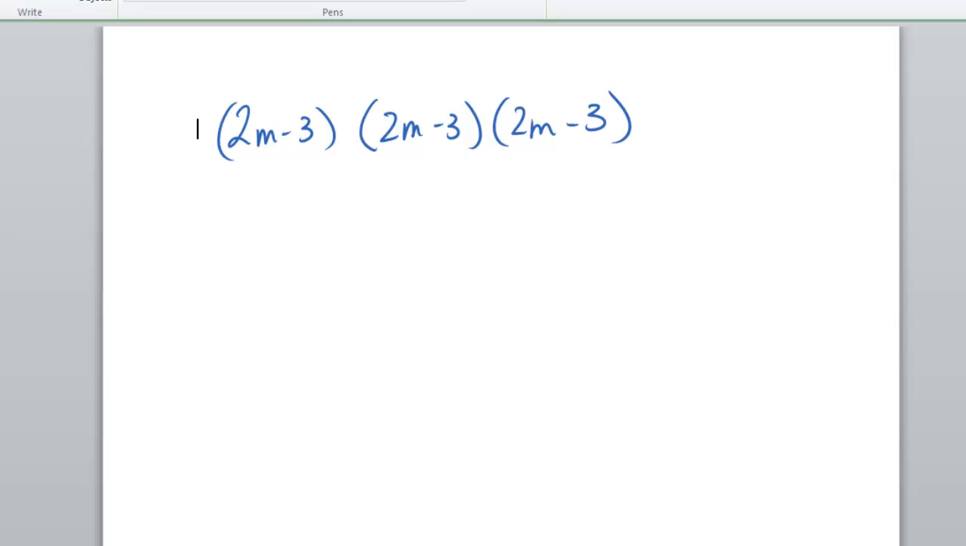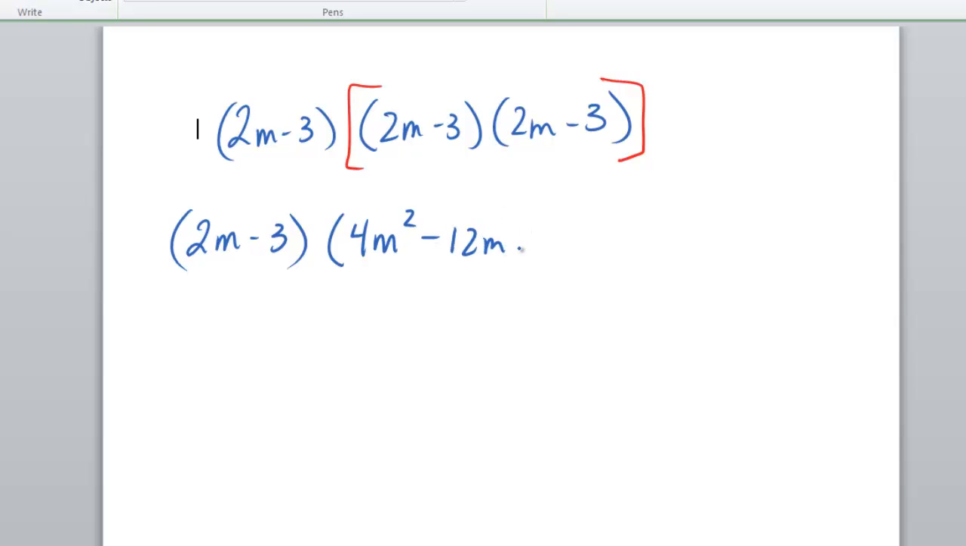What I'm going to recommend that you do is work with these last 2 together first. And so I'm just going to bring down this 2m minus 3. Now when I multiply 2m minus 3 times 2m minus 3, I actually have a binomial squared. So you can either foil this or you can use the binomial squared pattern. Regardless, you're going to get 4m squared minus 12m plus 9.